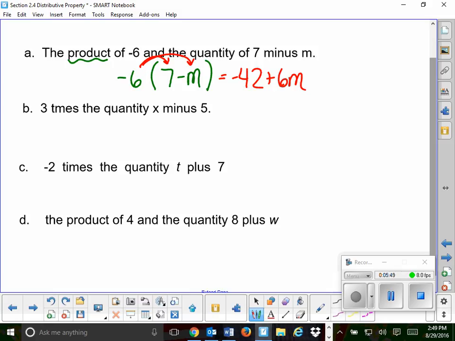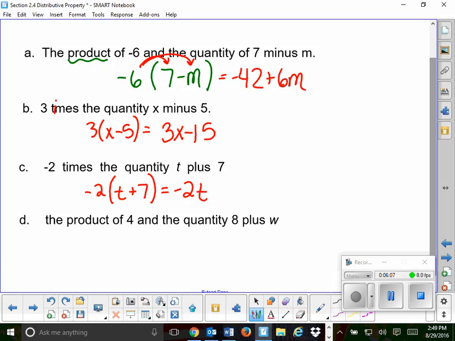Okay, so on here, that should be 3 times the quantity x minus 5, and when you do the distributive property, it should be 3x minus 15. Here it's -2 times t plus 7, and distributive property. And on the last one, the product of 4 and the quantity of 8 plus w, so hopefully you had 32 plus 4w. Please let me know any that you had questions on.